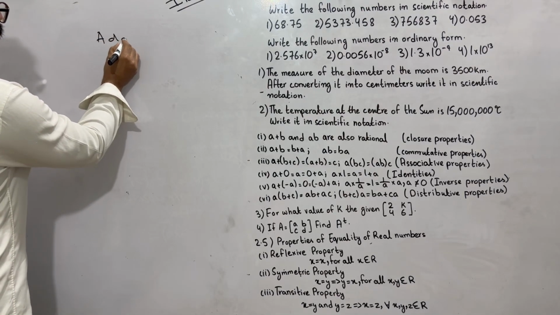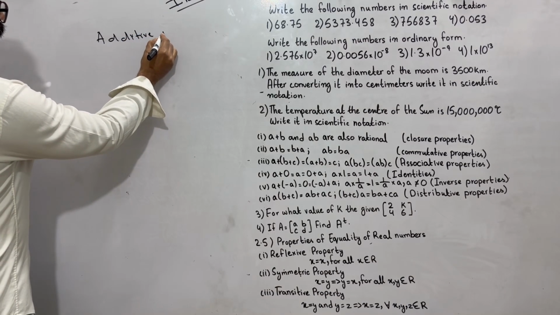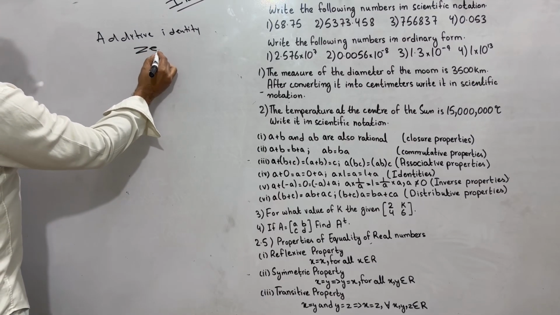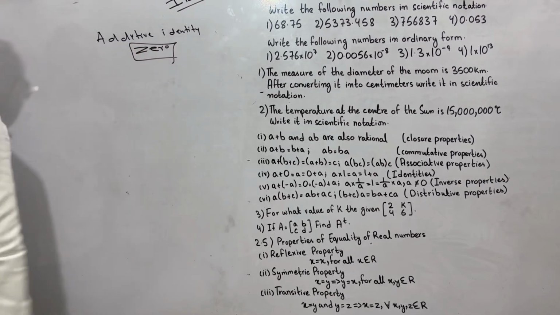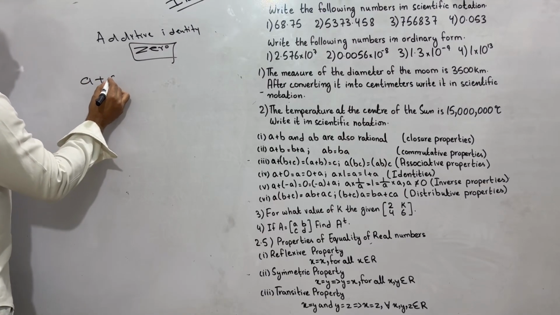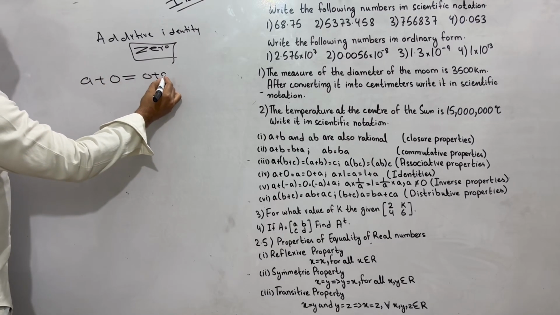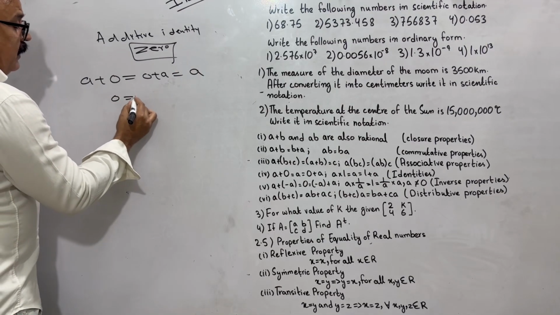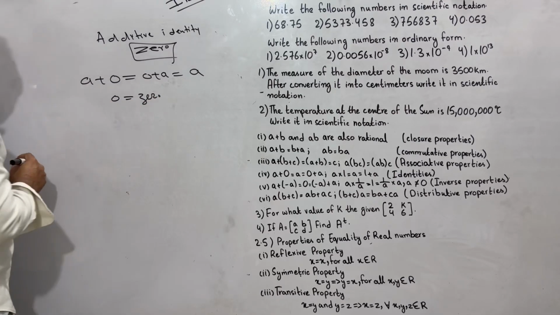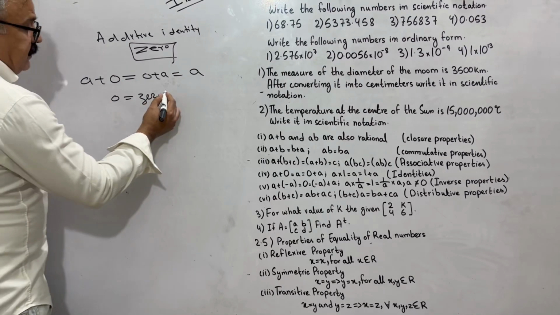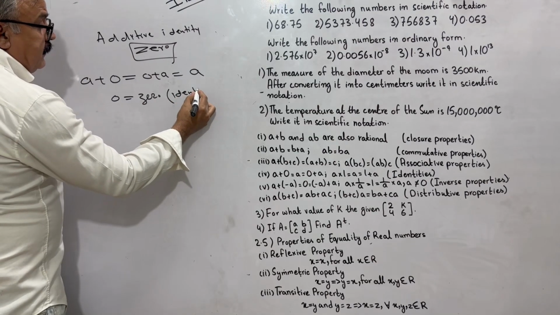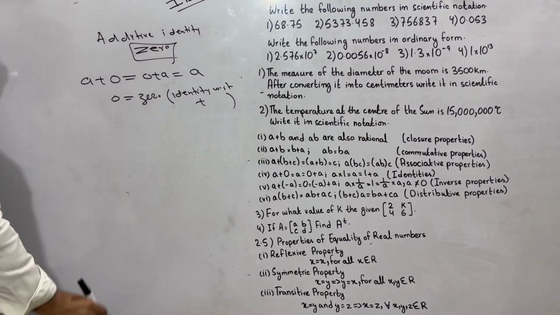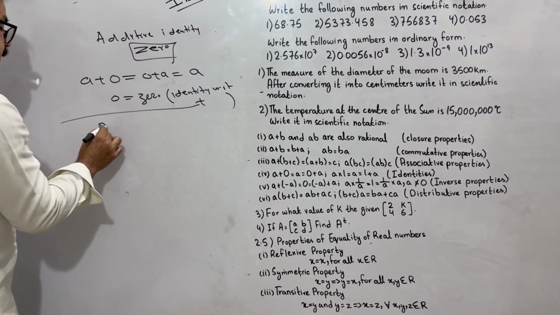Additive identity. Zero is the additive identity, the element according to addition. If we add 0 to any quantity, the result is unaltered. Zero is known as the identity element with respect to addition.